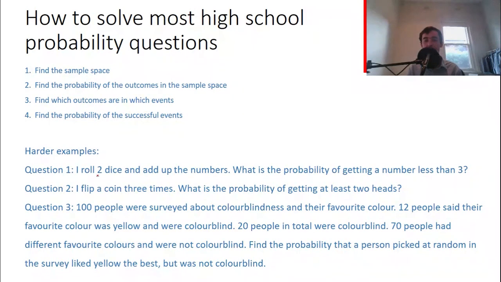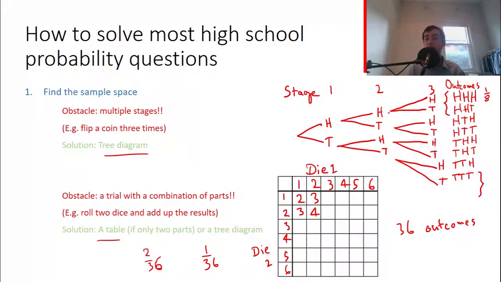let's start off with question 2. I flip a coin 3 times. What's the probability of getting at least 2 heads? This is pretty easy, actually, because we've already written out the sample space. We just have to circle which ones have at least 2 heads. And it's pretty easy to do that because we can see everything pretty clearly.